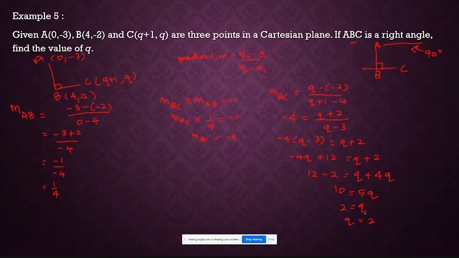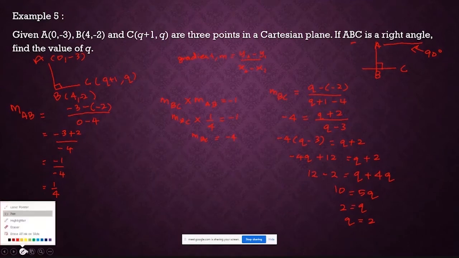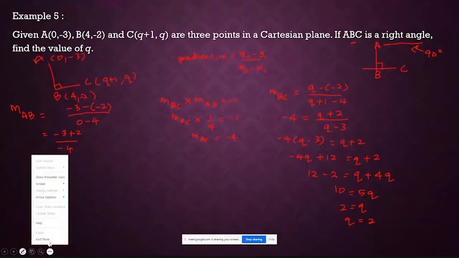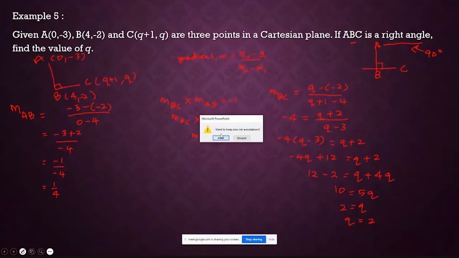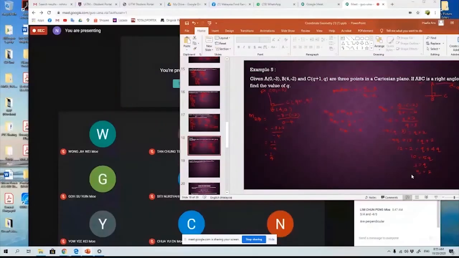So the question, the last sentence, is find the value of q. In the phrase find the value of q here, we answer the question. The instruction is find the value of q. So our answer is q equal to 2. Okay, example 5.